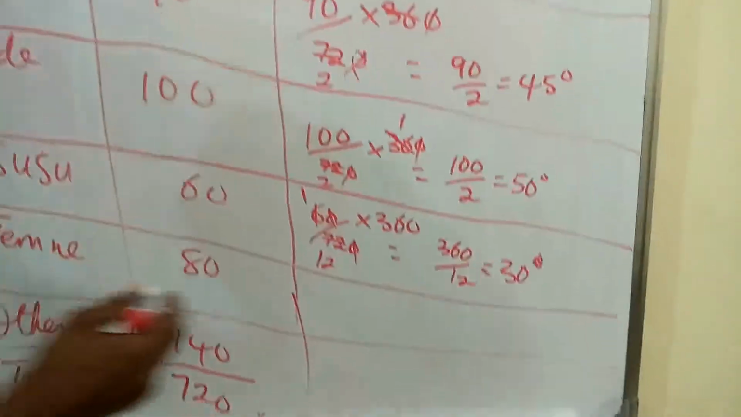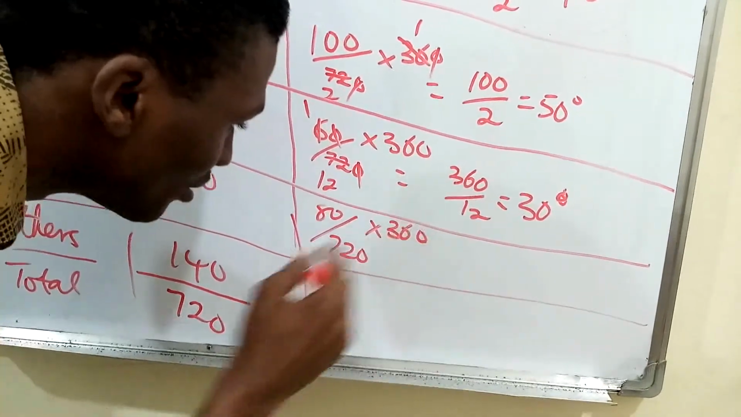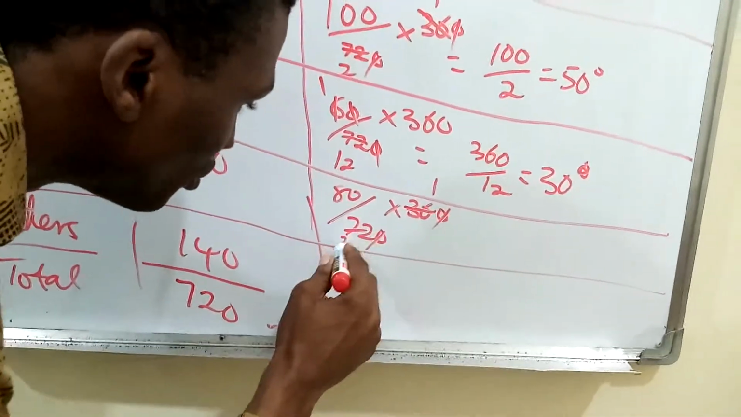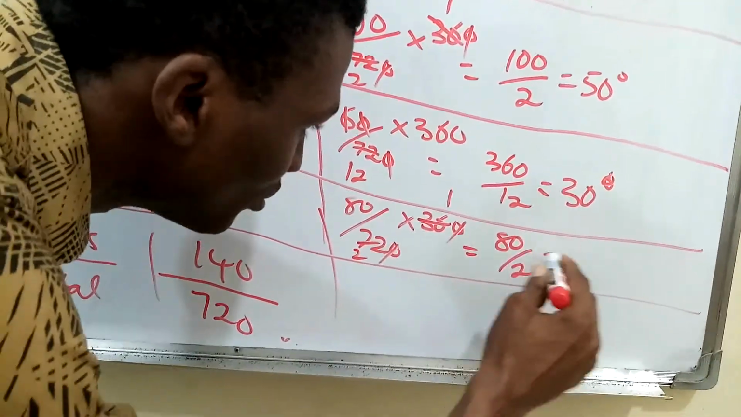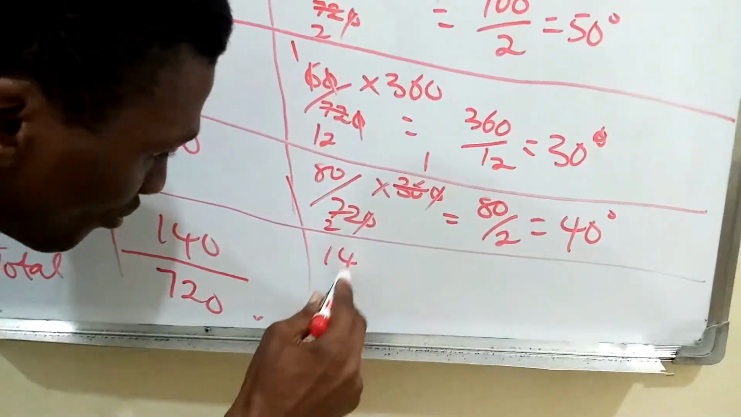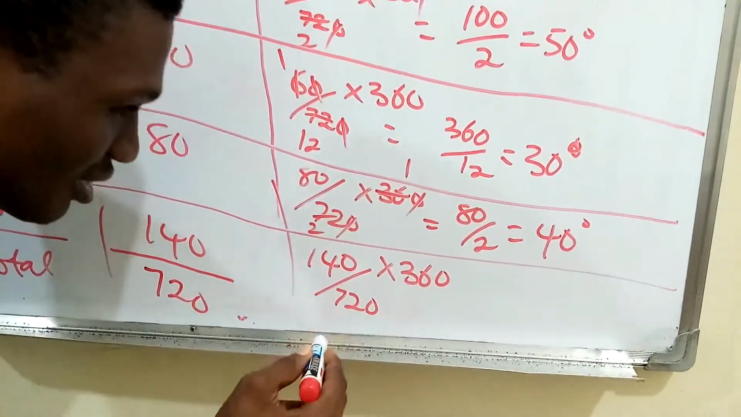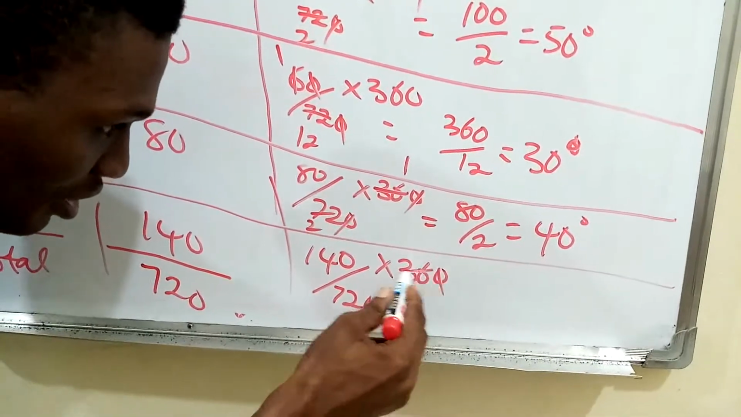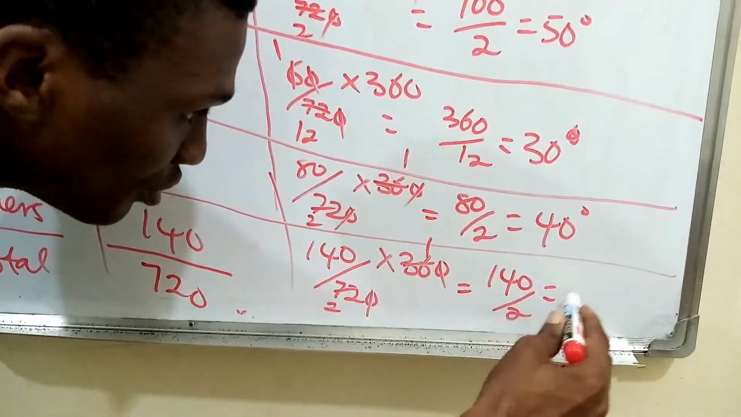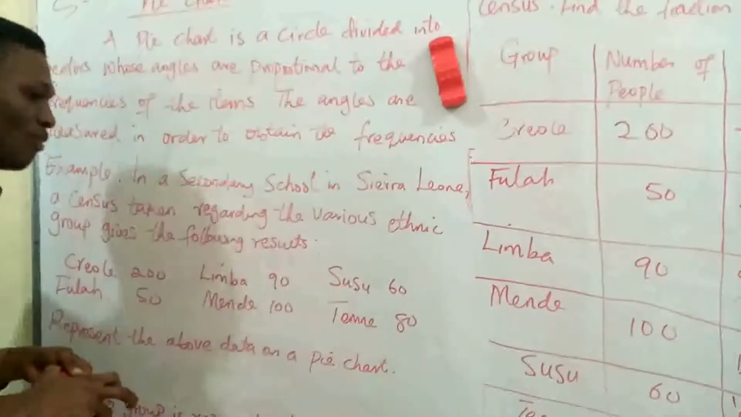Then we have Temne. We have 80 all over 720 times 360. 0 will cancel 0. Here is 1, here is 2. We have 80 divided by 2 and that gives us 40 degrees. For others, we have 140 all over 720 times 360. 0 will cancel 0. Here is 1 and 2. We have 140 over 2, that's 70 degrees. Let's go over it again.